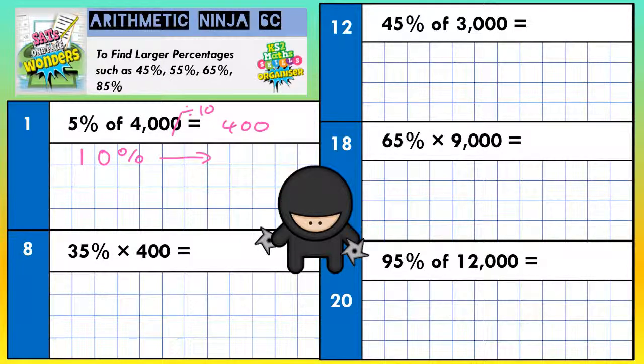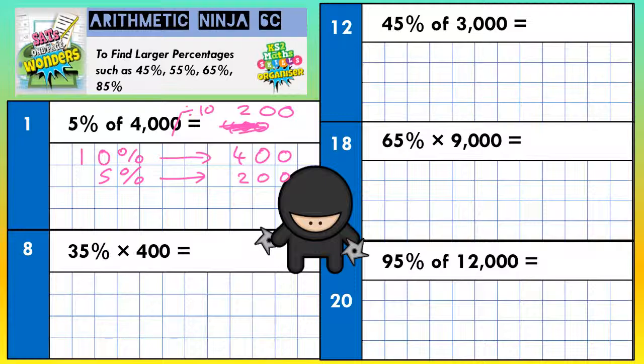So 10% is 400. And that means 5% is going to be half of that. Well, half of 400 is 200. So the final answer to the first question, 5% of 4,000 is 200.